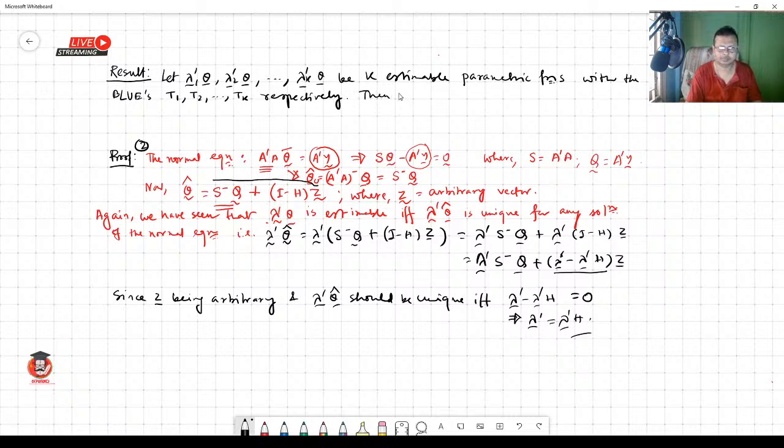Then the sum over i of Ci λi'θ is also estimable, with the BLUE the sum over i from 1 to k of Ci Ti.